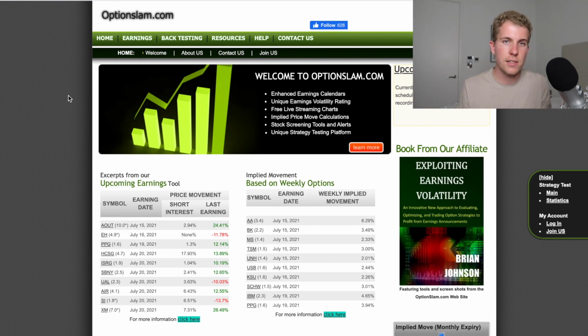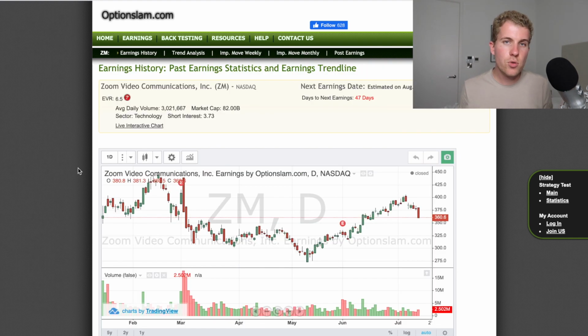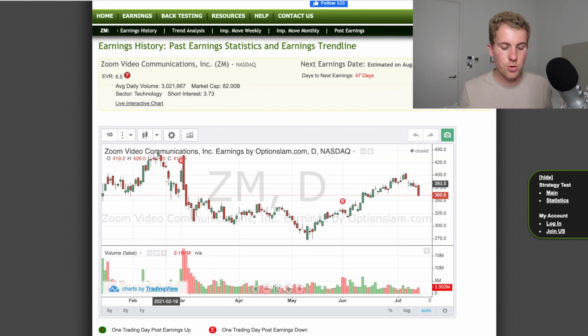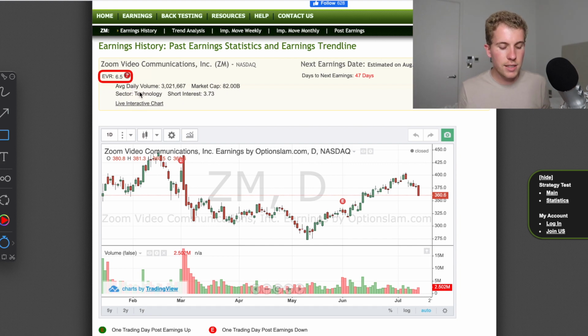Let's take Zoom as an example so you can see what I mean. When you type Zoom in the search bar, you arrive on a page like this one. You see the chart, and then right under the name of the stock you see something called EVR. Here you see that the EVR for Zoom is 6.5. So what does that mean? Well, the EVR is their scale at OptionSlam to classify volatility for stocks. It goes from 0 to 10, 0 being the stock doesn't move at all during earnings, and 10 being the most volatile during earnings.